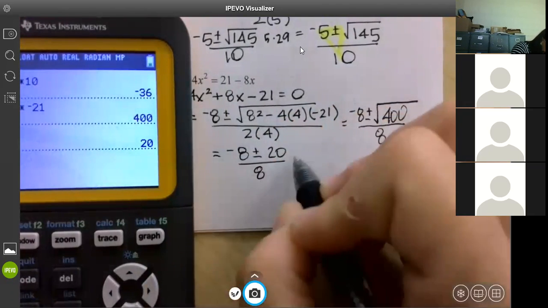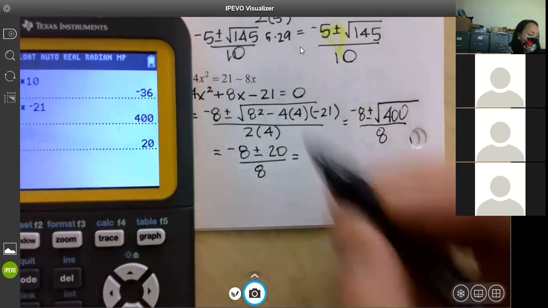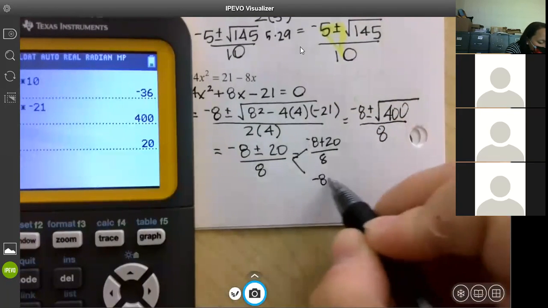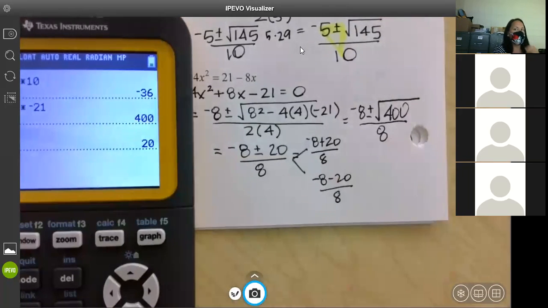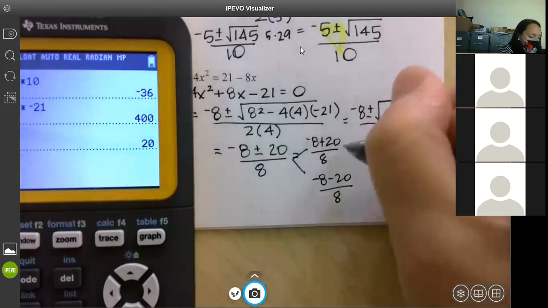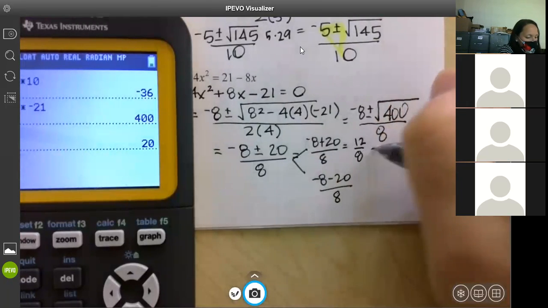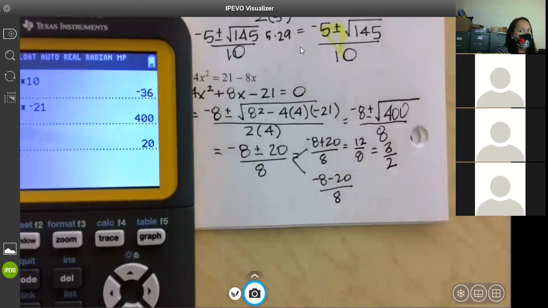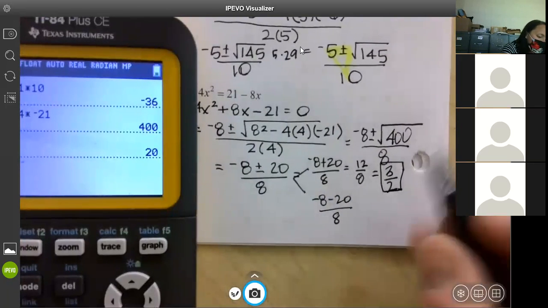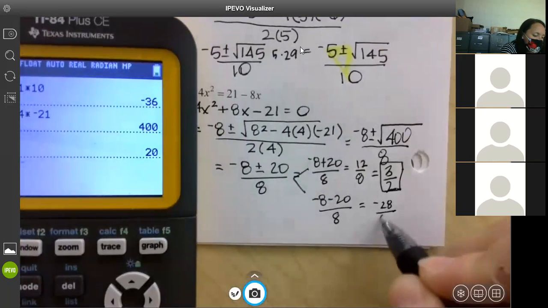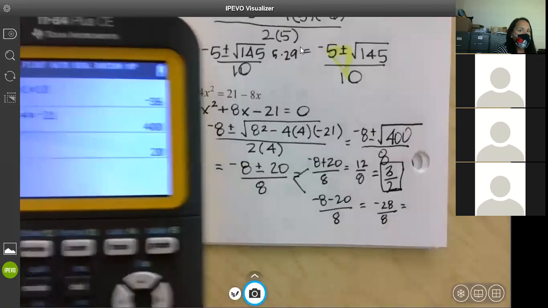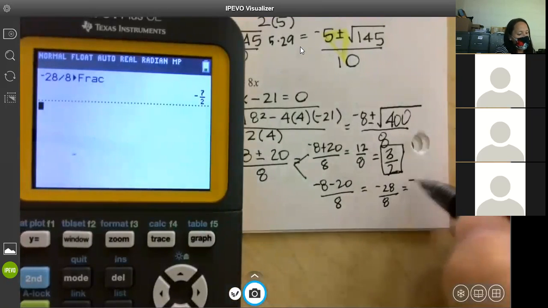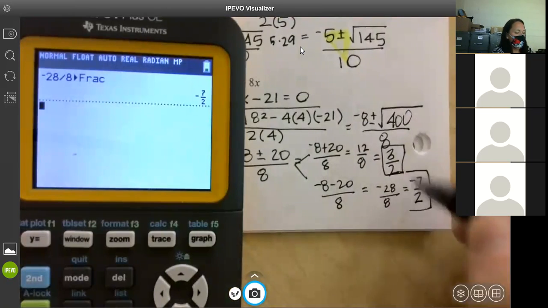20 over 8. Make two equations. Negative 8 plus 20 over 8, and negative 8 minus 20 over 8. What is negative 8 plus 20? 12. Divided by 8 is going to be an ugly fraction, but it still works. Both are divisible by 4. So 3/2. That's your first one. And then negative 28 divided by 8. Guys, if you can't reduce fractions, this sweet little calculator does it for you. Math, enter, enter. And it'll give it to you, negative 7 over 2. There you go.